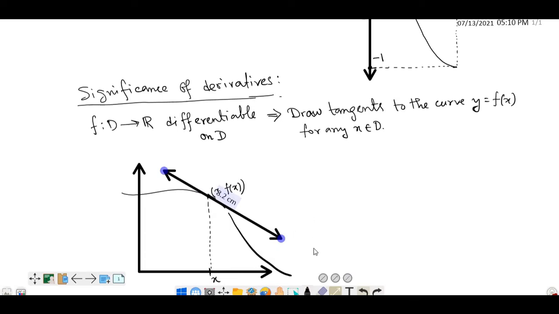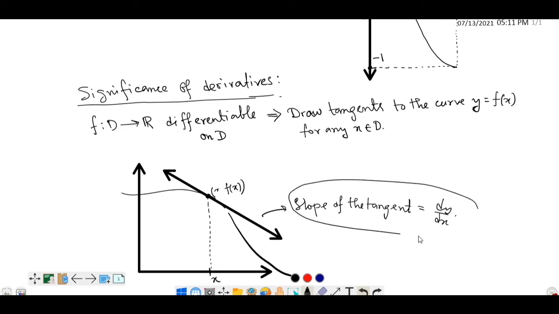In this way, we can draw a tangent on the curve at the point x comma f(x). Since it is a straight line, we will get a slope of this tangent. And this slope is given by the value of dy/dx. So this is the geometrical significance of the derivative: the value of the derivative is the slope of the tangent at the point at which you are differentiating the function.